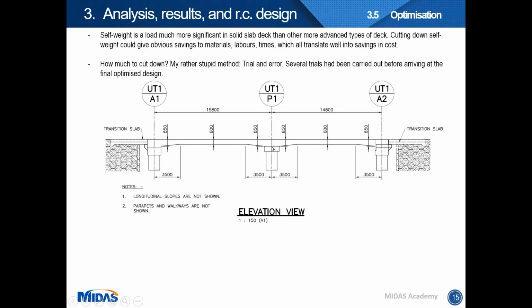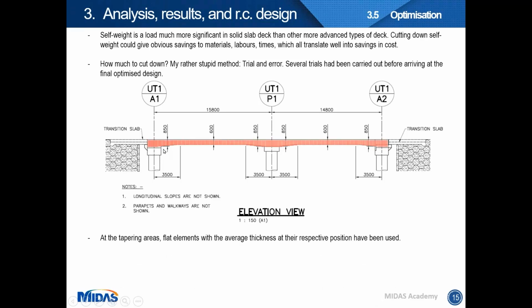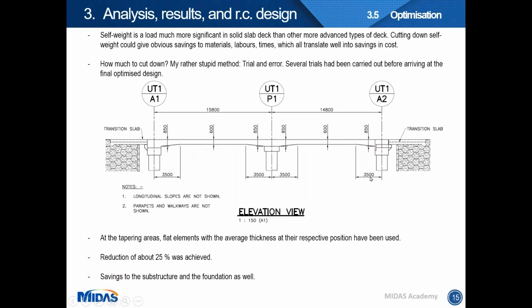So here, there will be some tapering zones. For these tapering zones, I'm still using flat elements. Each element here is of the average thickness of its solid slab there. No tapered elements have been used. So this reduction is about 25% of the initial configuration, which is quite significant, I suppose.